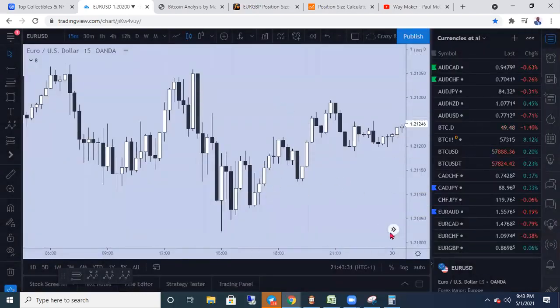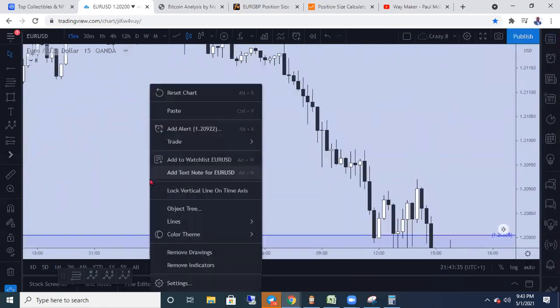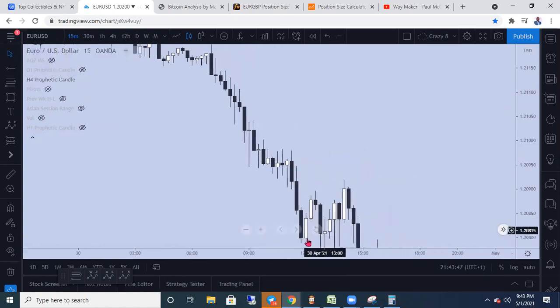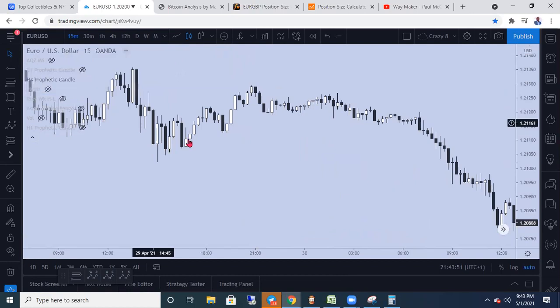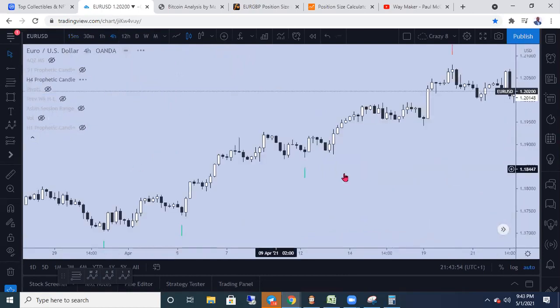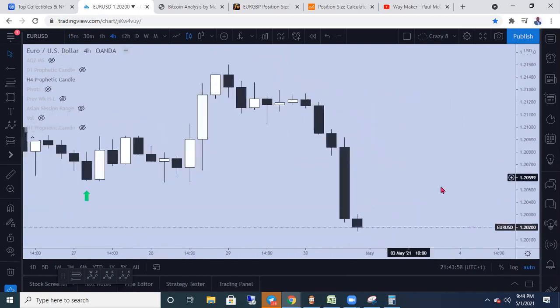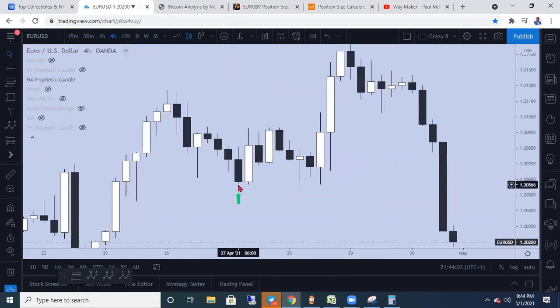All right, so Euro USD, we are going to take off all the drawings, and now we'll call up our H4 PC. H4 prophetic candle. I was wondering why it wasn't showing. Right. Okay. So this is the H4 prophetic candle, and it gave us reasons to buy.